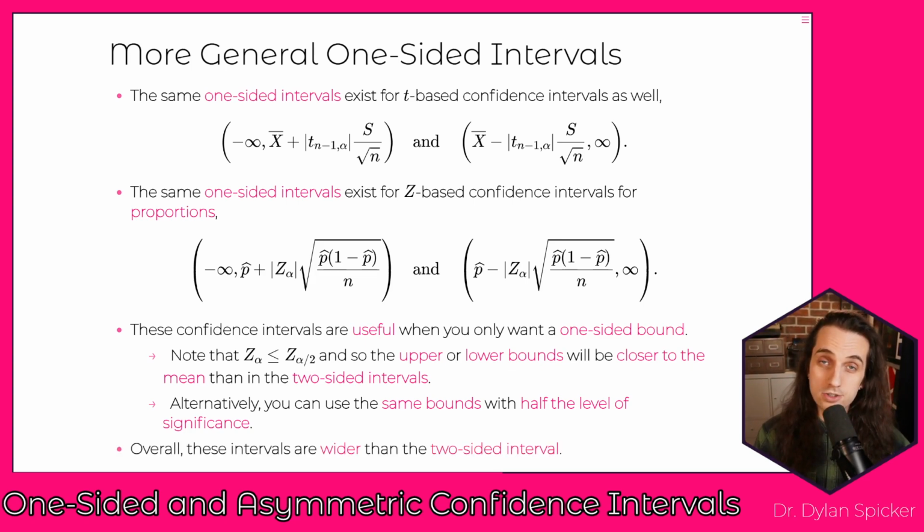Now, because you're sacrificing the lower bound, these intervals are always going to be wider than the two-sided intervals, right? So if you go from negative infinity up to the upper bound, even though that upper bound is lower, negative infinity is a lot less than whatever lower bound you've calculated, right? And so they're going to be wider than the two-sided interval, but it gives you a better bound on either the upper or the lower end, depending on whether you're looking at the lower or the upper confidence interval here.